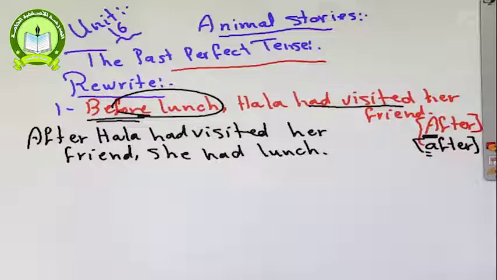Let's discuss this. After, followed by past perfect, Hala visited her friend. She had lunch. Why should I put had here? Because it's past simple. Had is not past perfect, because it's not followed by past participle, so it's past simple, easy. Some of you can say she ate lunch. It's true also, and this is true.